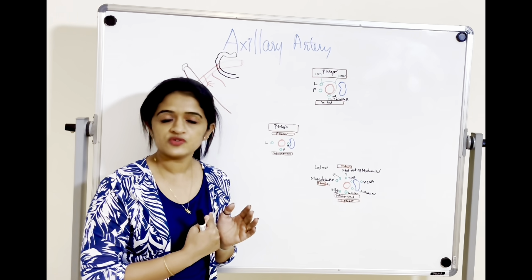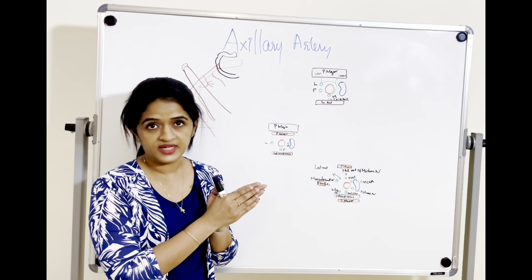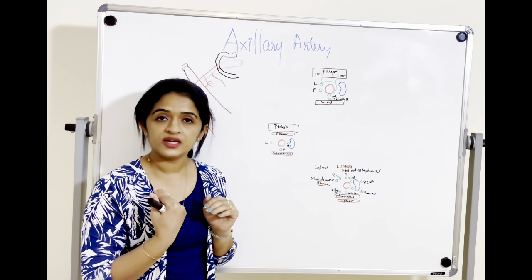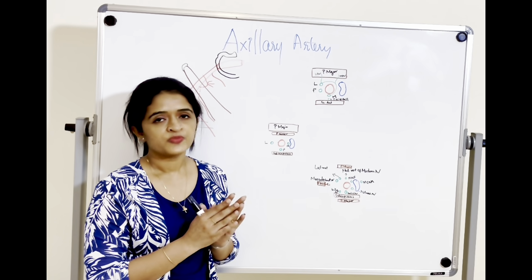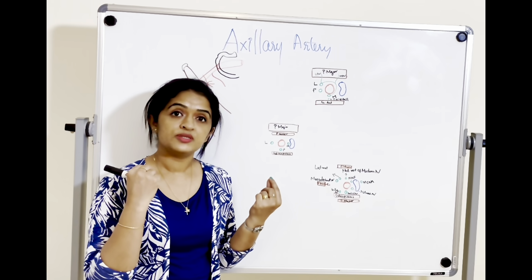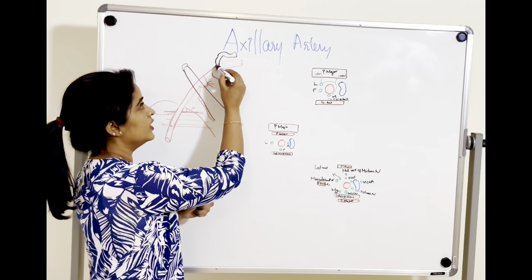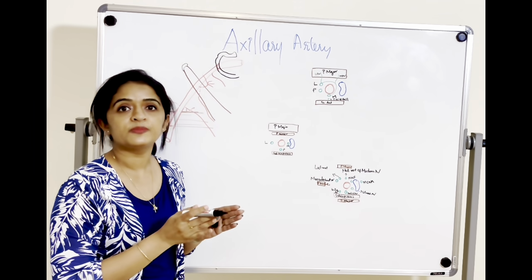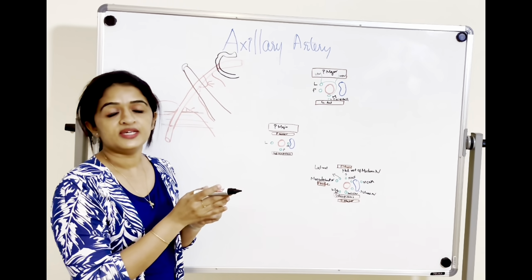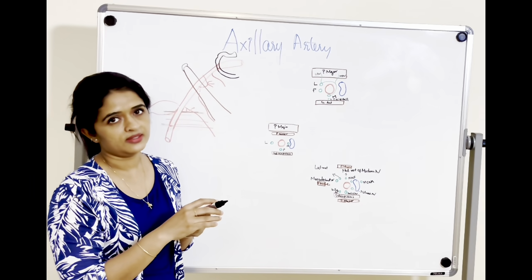From the arch of aorta, on the left side you have a direct branch known as the left subclavian artery, and on the right side, the right subclavian is arising from the common brachiocephalic trunk. So we have right and left subclavian arteries. This is the outer border of the first rib. At the outer border of the first rib, the subclavian artery becomes the axillary artery, and that is how you get right and left axillary arteries.